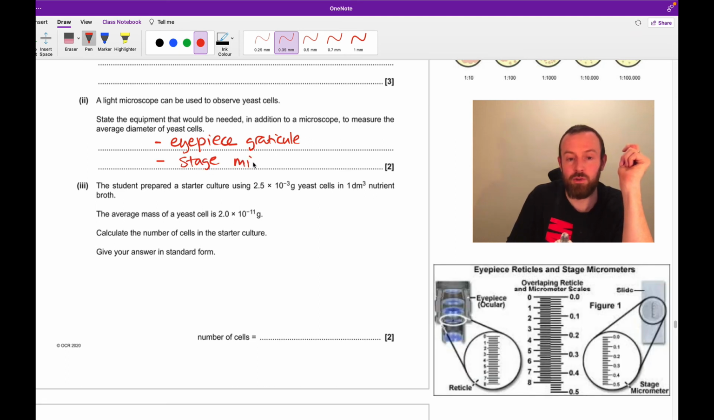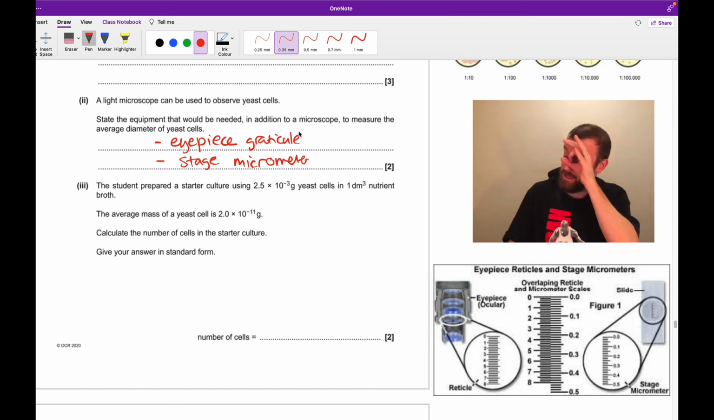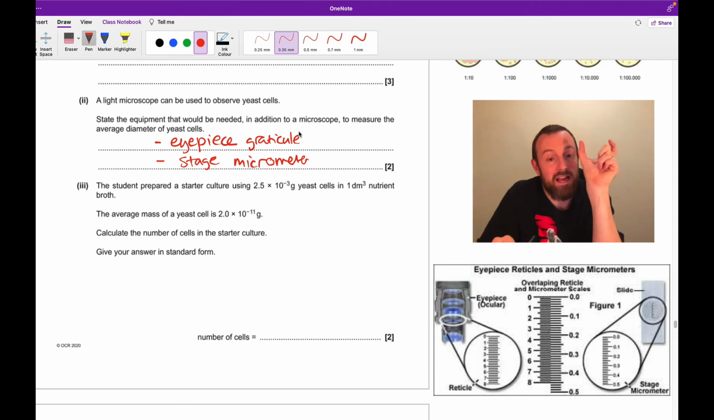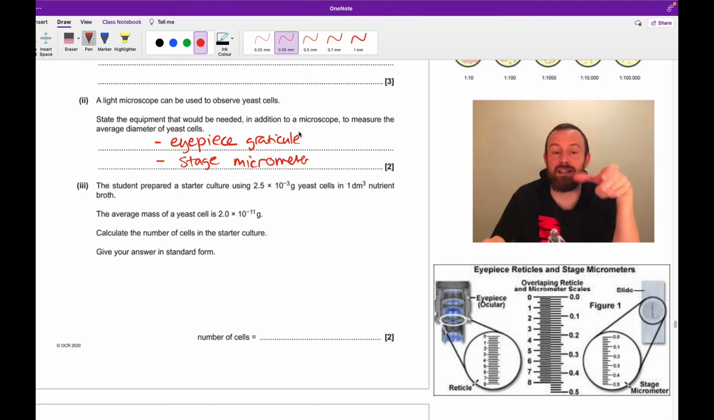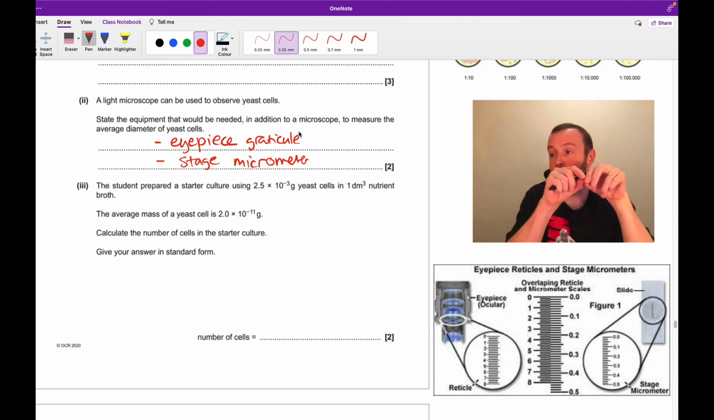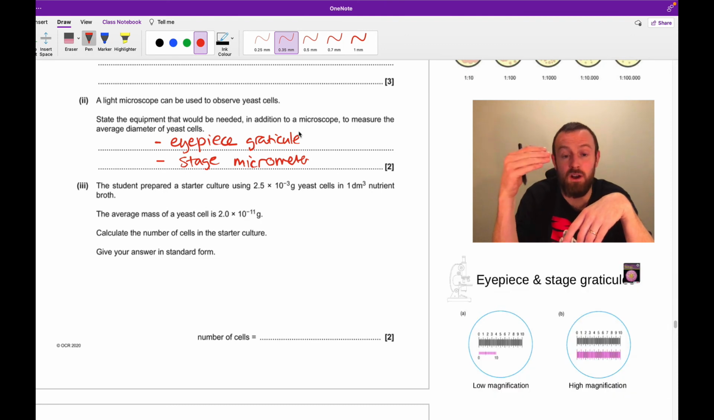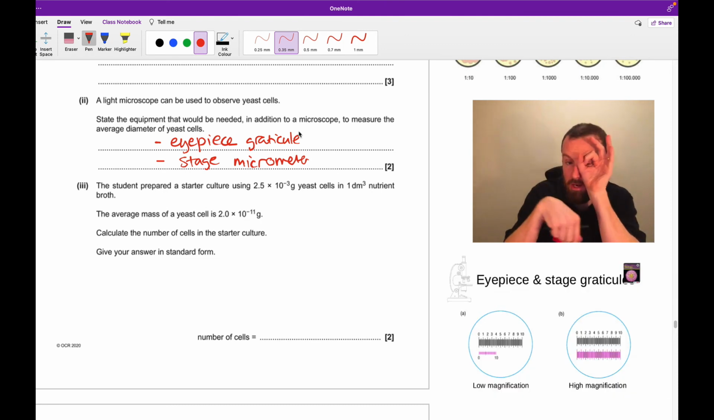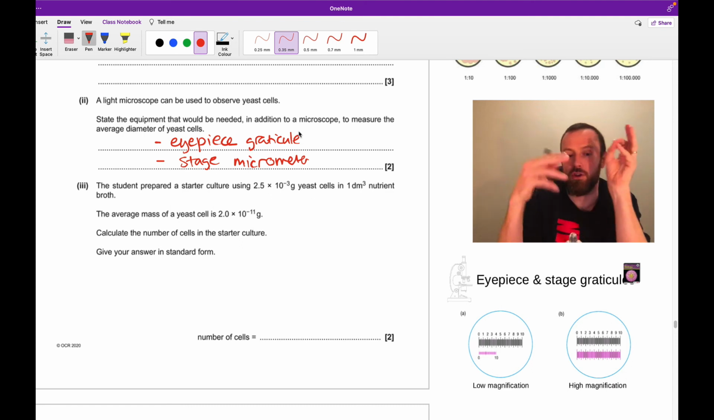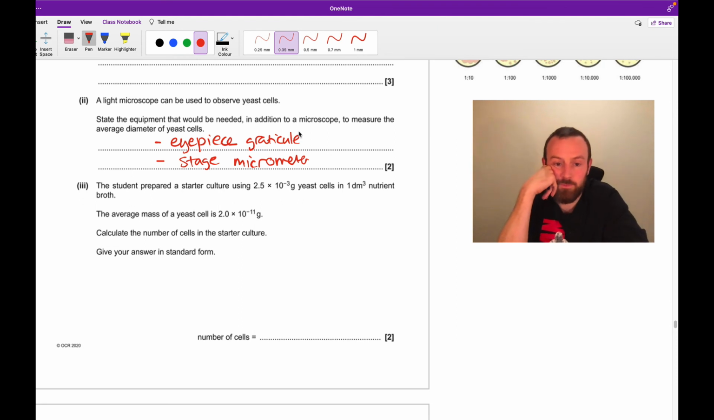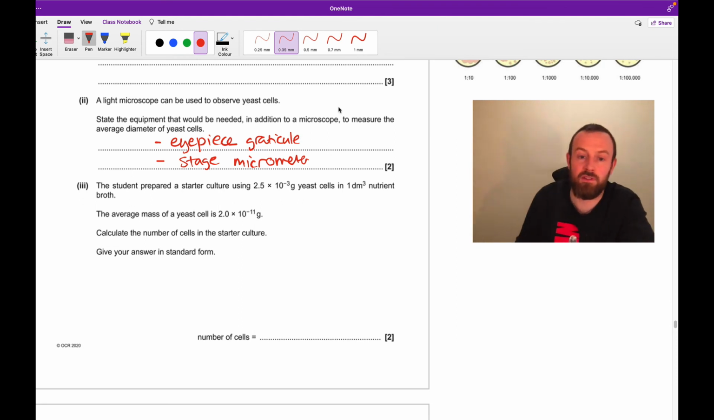So the eyepiece graticule is basically, it's in the actual eyepiece, and you look down it and you can see the lines on it. But how do you know how big a line is? The stage micrometer is basically a microscope slide that has known markings on it. And you use that to calibrate the eyepiece graticule first. Then you know what each line on the eyepiece is that you're looking at, and then you can measure the yeast cells. Simple.